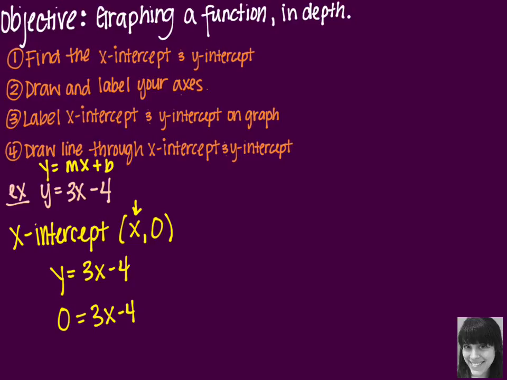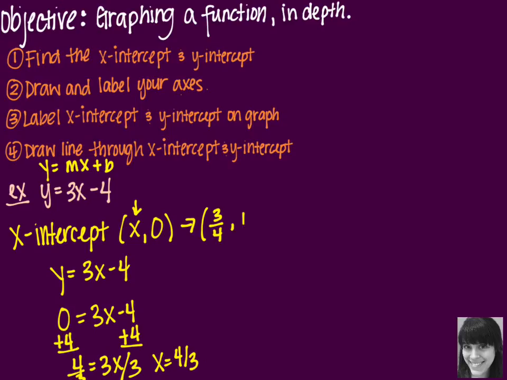Okay? So, we have 0 equals 3 times x minus 4. The first thing we're going to do to get x by itself is add 4 to both sides. Okay? So I get 4 equals 3x. I divide both sides by 3 because it's 3 times x, and I get x equals 4/3. Okay, so I've found my x-intercept. My x-intercept, after I found it, is 4/3, 0.